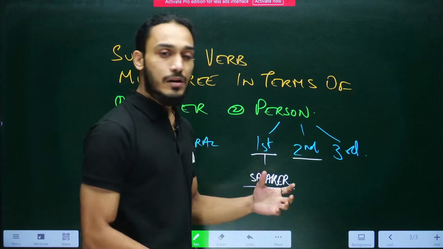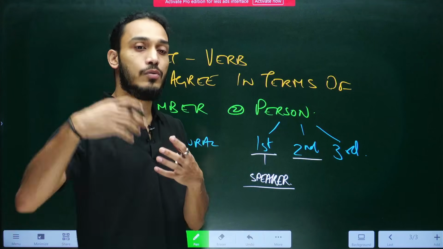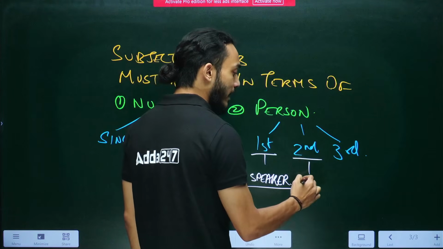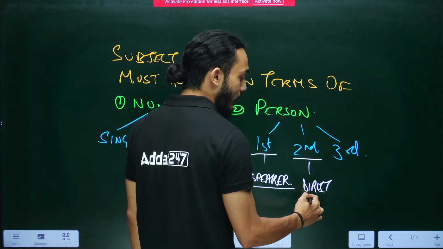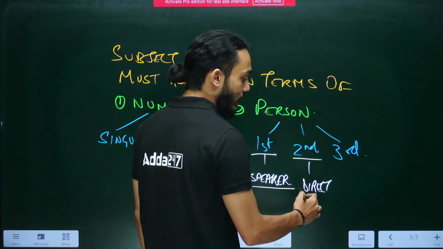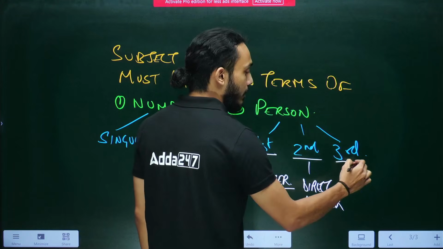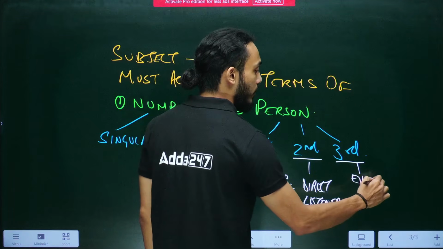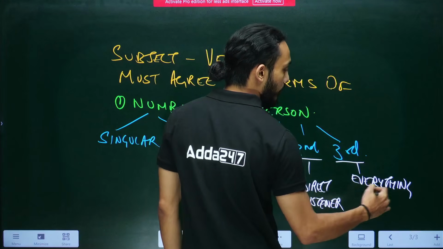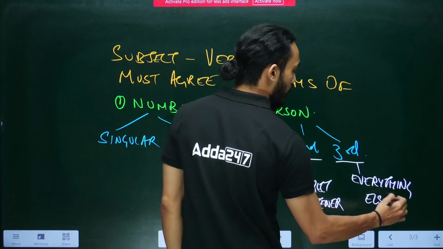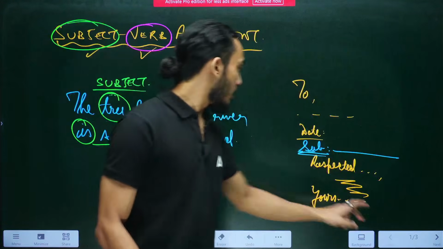The second person is basically the person to whom the sentence is being said, or the person who will read the sentence. So basically I can say the direct listener, the one being directly addressed, is the second person. Third person: everything else in the sentence that is a subject will come under third person.